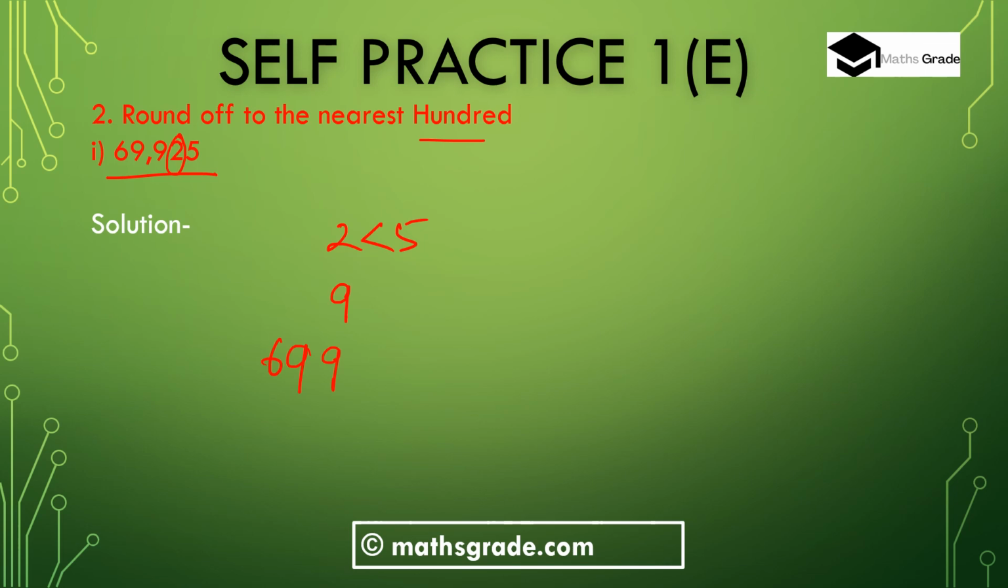And the 2 in the tens place digit, write down 0, and in the unit place digit write down 0. So this 2 changes to 0 and 5 changes to 0. So 69,900. So 69,925 rounded up to the nearest hundred will be 69,900.